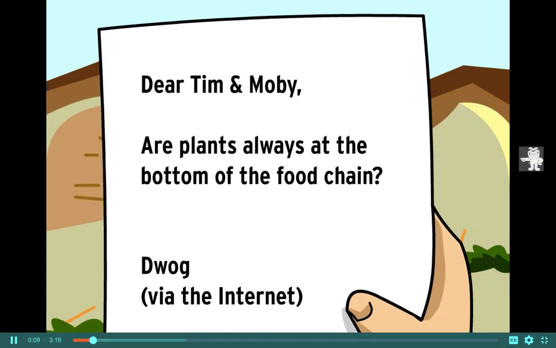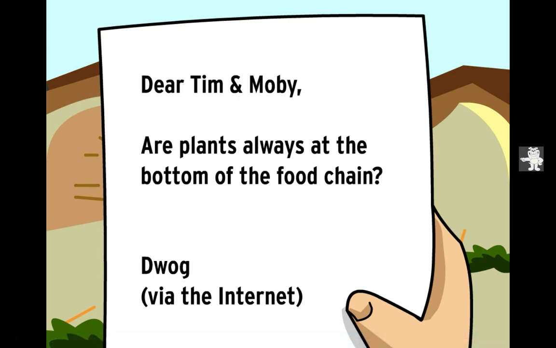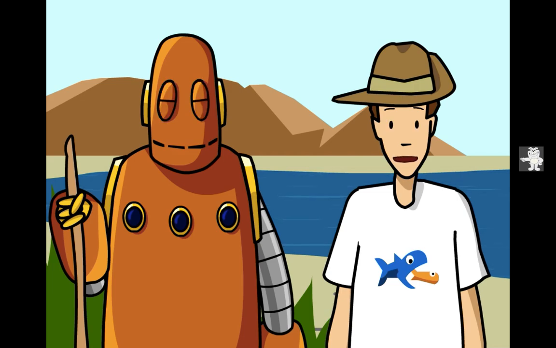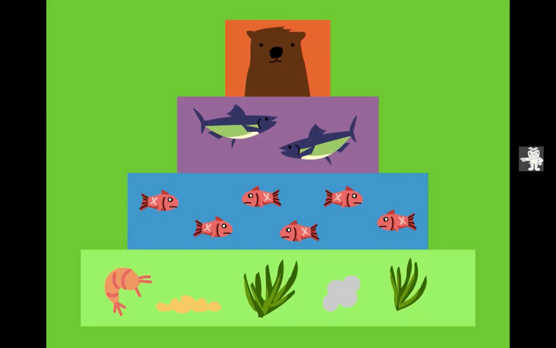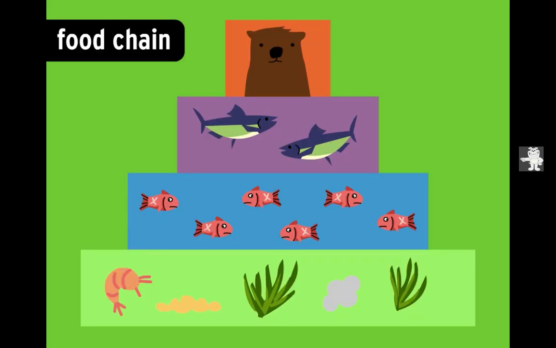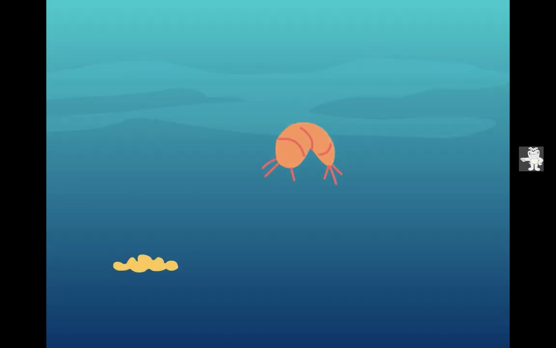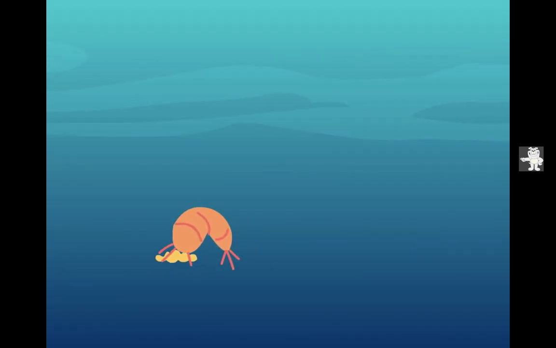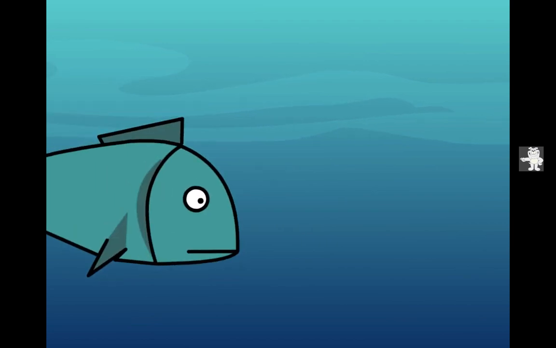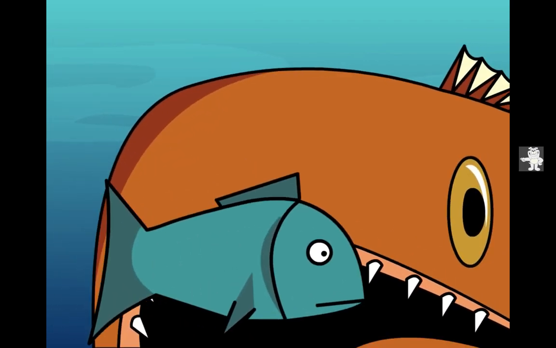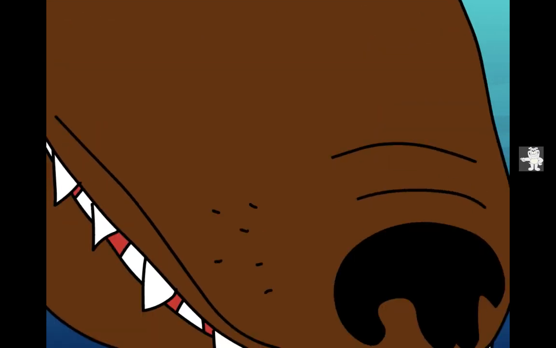Dear Tim and Moby, are plants always at the bottom of the food chain? From Dwog. In any given ecosystem, all living things are linked together by what they eat. Organisms depend on each other for nourishment to survive, and this joins them together in something called a food chain. In this one lake, there are many different food chains at work. Plant plankton are eaten by small animals, say shrimp. Shrimp are eaten by fish, which are eaten by even bigger fish until the bears that hang around the lake decide to go fishing.